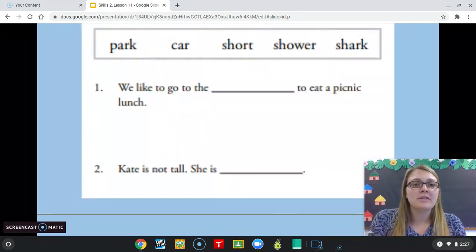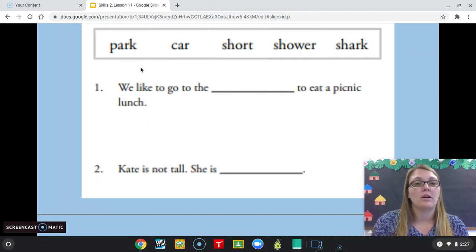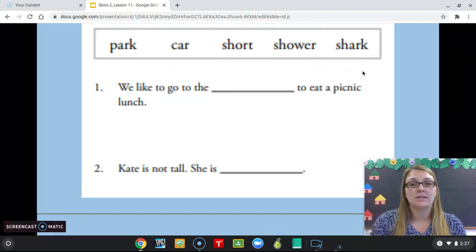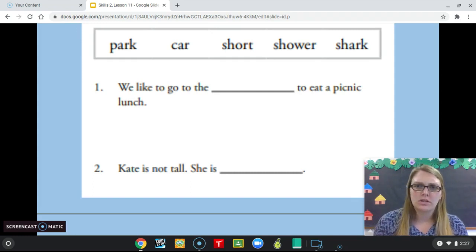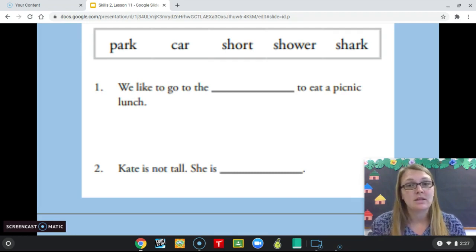Okay. On this sheet, there are 5 words at the top of the screen, and we're going to use them to fill in the blanks of the sentences below. So the words are park, car, short, shower, and shark. Notice that they either have the ar or the or sounds. Number 1, we like to go to the blank to eat a picnic lunch. Park, car, short, shower, or shark.